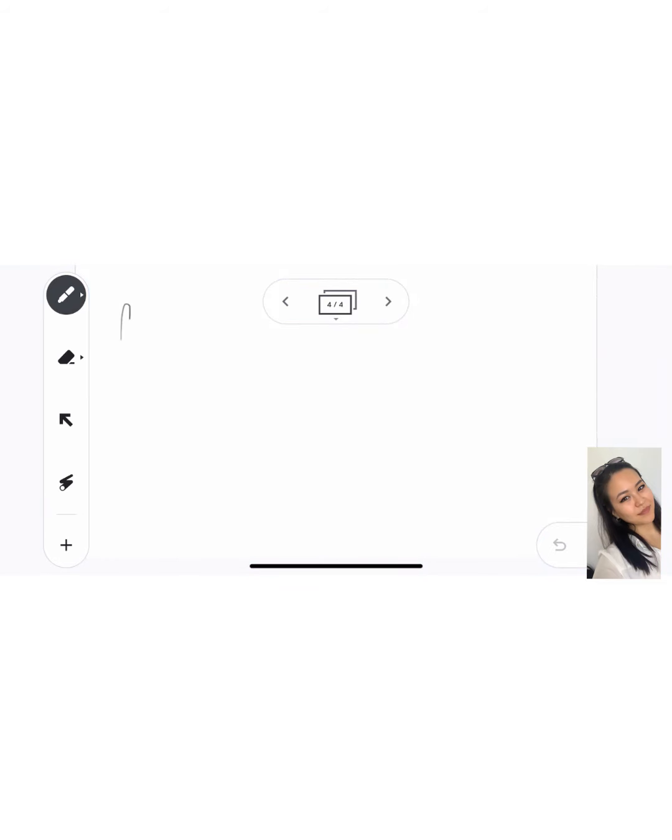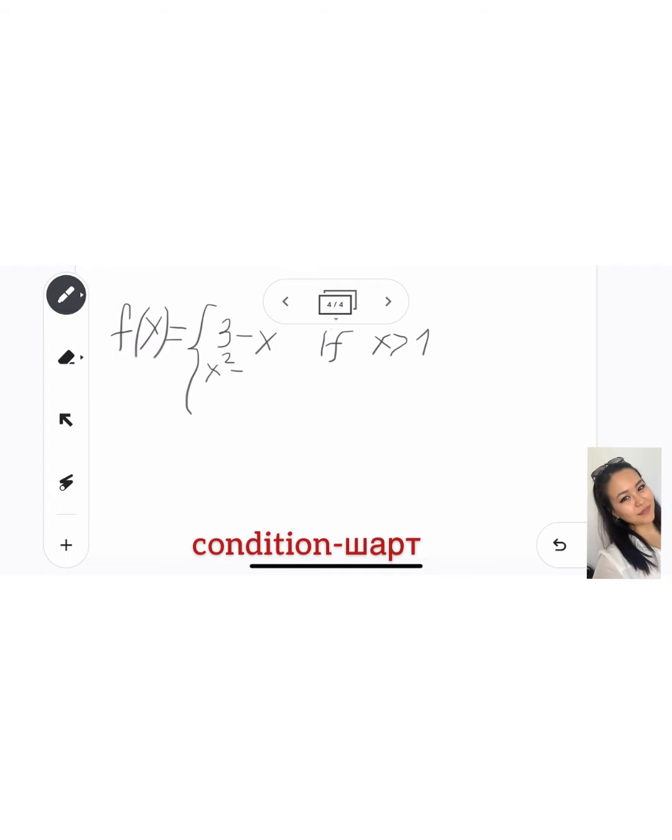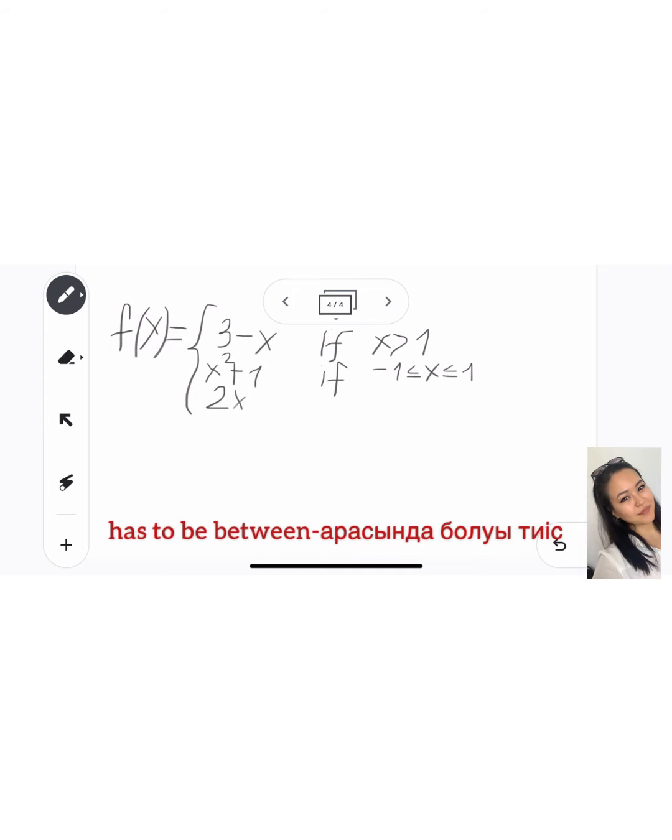Next one is a function. It's a system. It has many functions in it. So the first one is 3 minus x if x is greater than 1. It's a conditional function. Second is x squared plus 1 if x is between minus 1 and 1. Last one is 2x if x is less than negative 1. We say conditions like this.